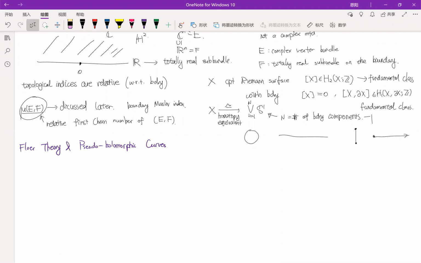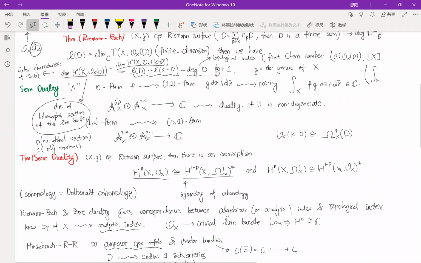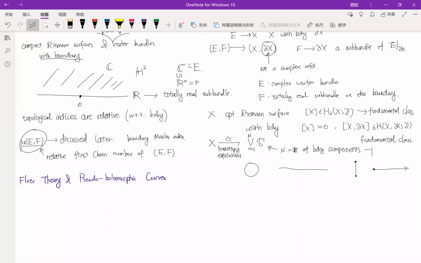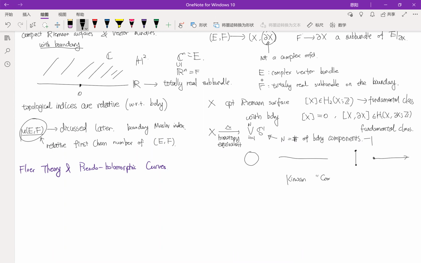Okay. Yes, if you are interested in the details of the proof, like the classical version or the set duality, you can refer to some contexts. I have written in the notes, with links. They are very classical contexts. One is Kirwan's complex algebraic curves, and the other is Shaffer's introduction to characteristic classes and index theory.